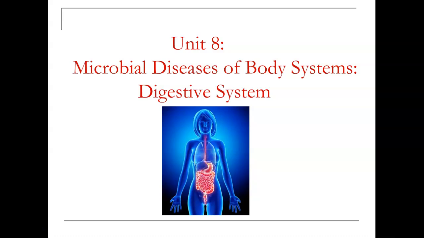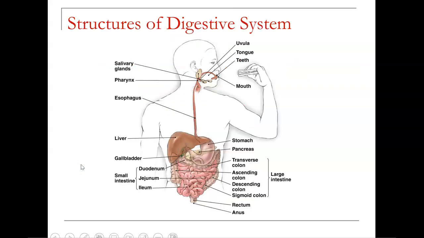Welcome back to microbiology. In this video, we're going to study the microbial diseases of the digestive system and urinary and reproductive systems. The structures of the digestive system are commonly divided into two groups. The first group refers to the gastrointestinal tract, or the GI tract. This is the pathway from the mouth to the anus.